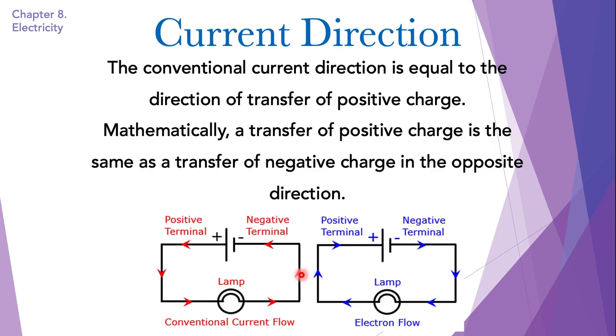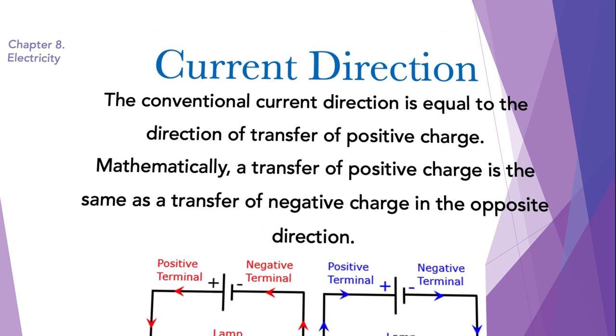So the conventional current direction is equal to the direction of transfer of positive charge. Mathematically, a transfer of positive charge is the same as a transfer of negative charge in the opposite direction. The rate at which both the charges flow is the same, but the only difference is that the direction is opposite to each other. So now that we've understood the current direction and the electron direction, we're going to move ahead onto now understanding potential difference across a cell.